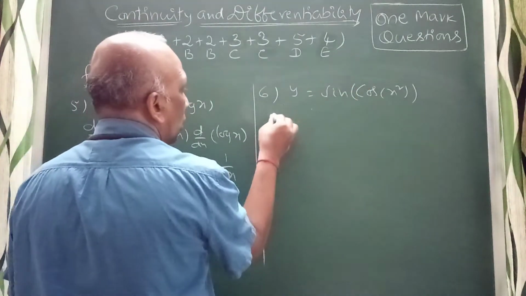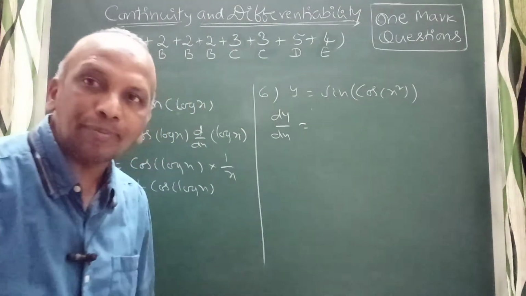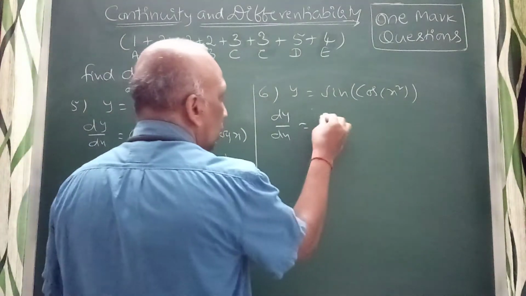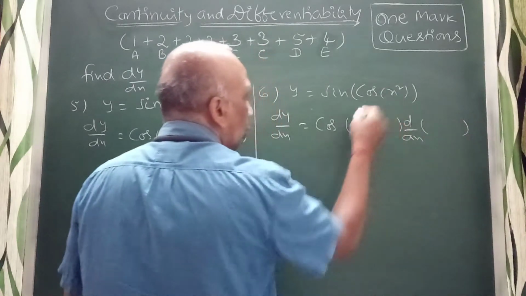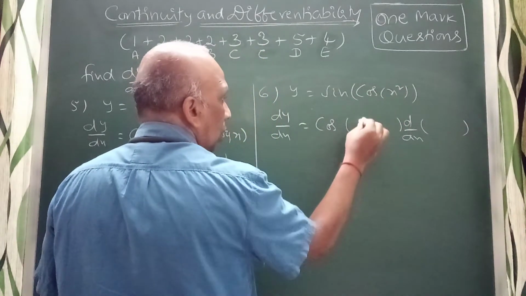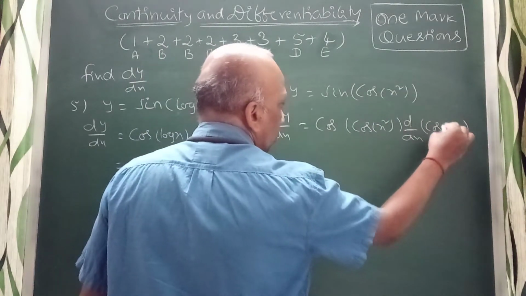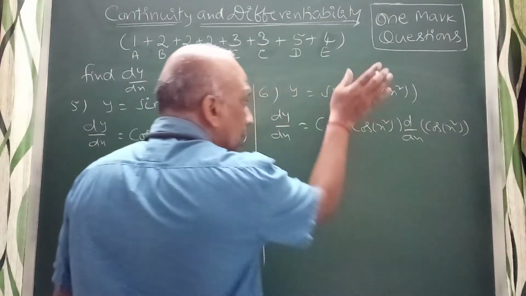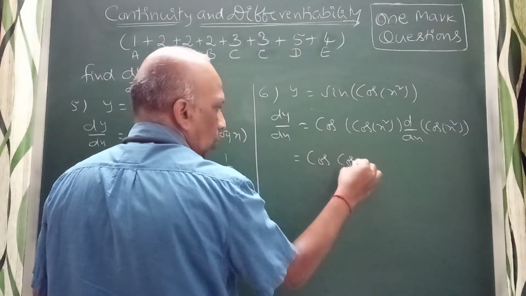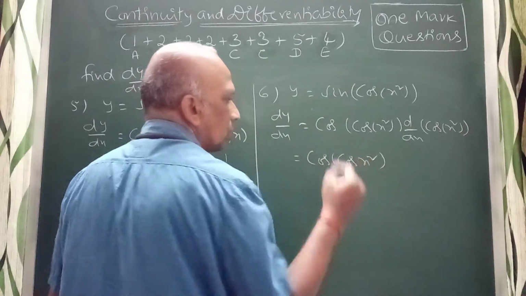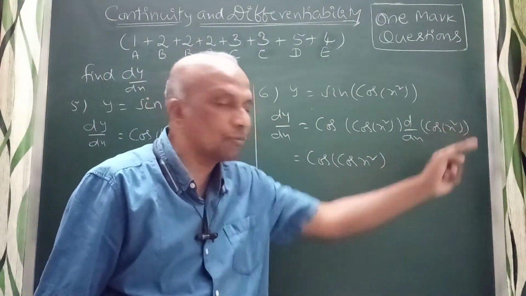Sine of, dy by dx. You will get sine of something. Sine of something, your answer is cos of something. Cos of something, d by dx of something, right? What is something here? You write this one. Cos of x square. Here you have done the derivative. This part is over. I can write cos of x square. That part is over. This is over. Now think about this part. D by dx of cos of something.